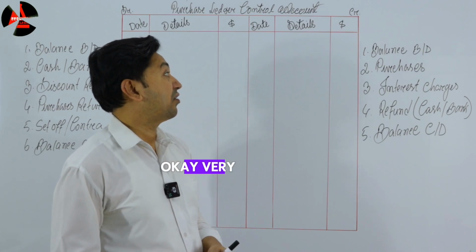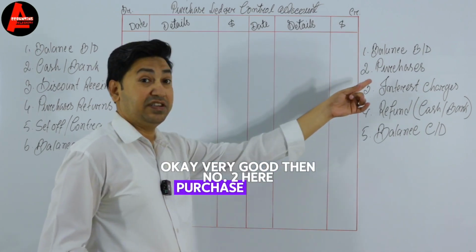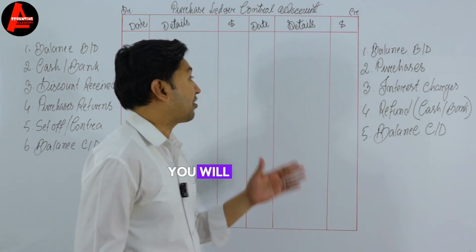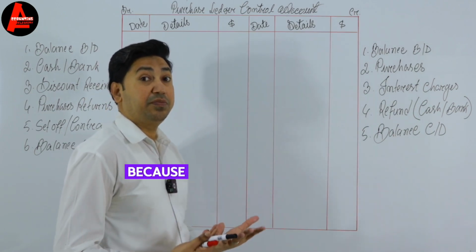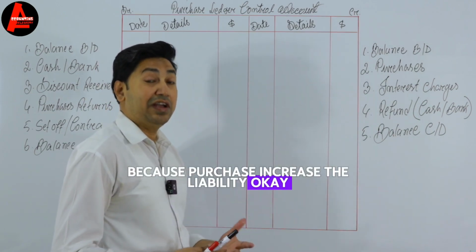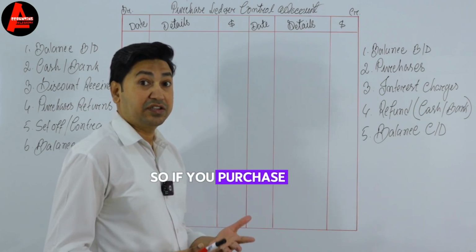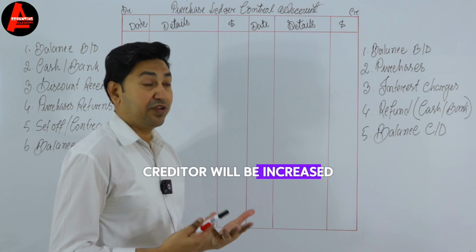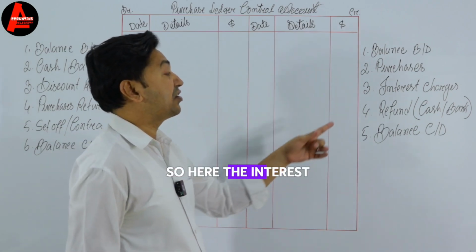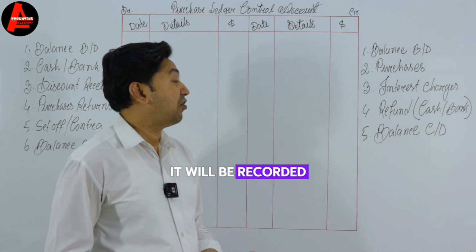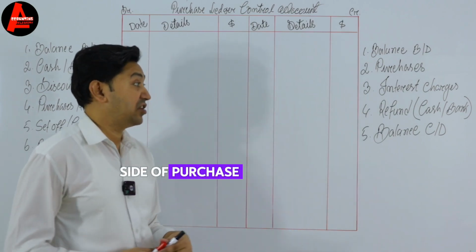Okay, very good. Then number two, purchases. If you see purchases in the question, you will record on the credit side because purchases increase the liability. Creditor is a liability for the business, so if you purchase more, creditors will increase more. Then the interest charge. If there is any interest overdue, it will be recorded on the credit side of the purchase ledger control account.